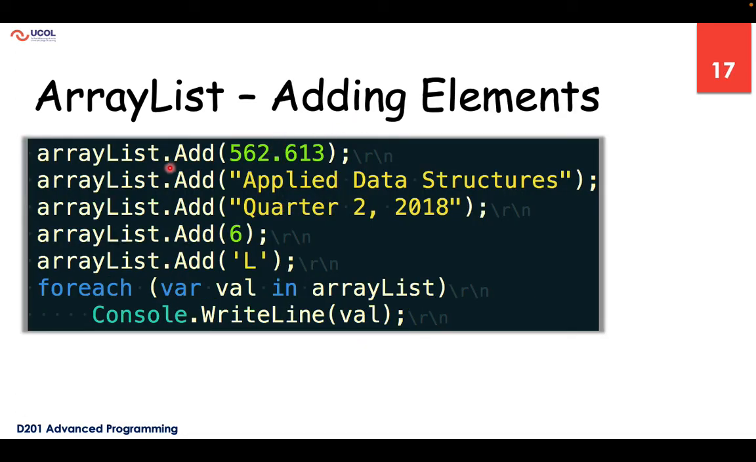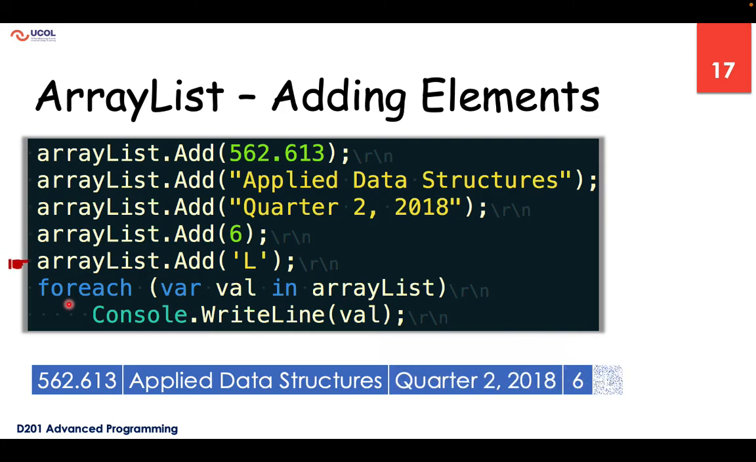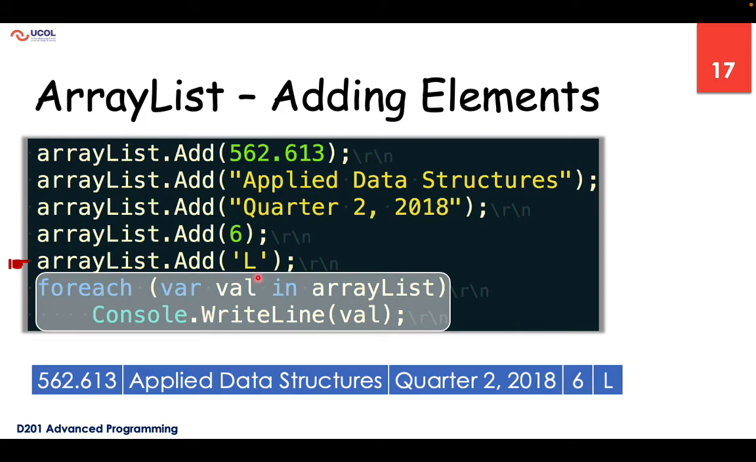Then we also have the .add method, which is present in that collection. So we are adding a double value, then a string value, again a string value, then an integer value, then a character value. When we are adding those things, it will automatically grow that ArrayList. And in that specific part, because this ArrayList has implemented the IEnumerable interface, we can use the for each.